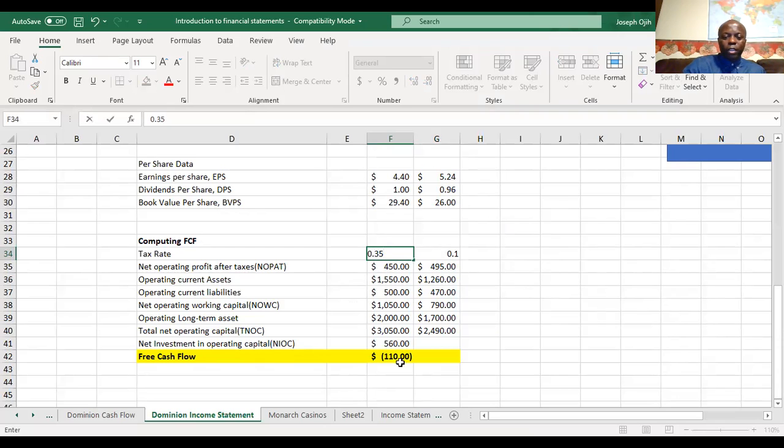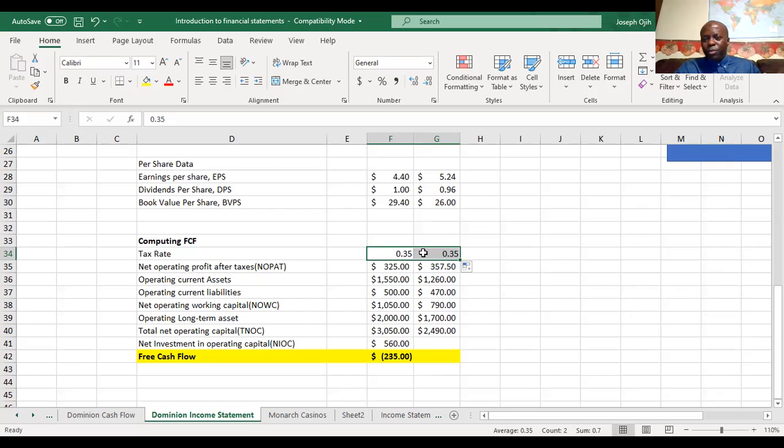I want you to watch here. You will see that it will jump back to 205 million. That's a lot of negative cash flow. And of course, if you change it back to where we were before, 0.4, it will go back to 260 million like before.